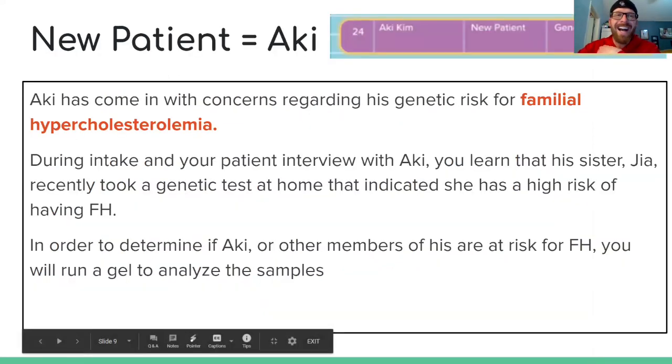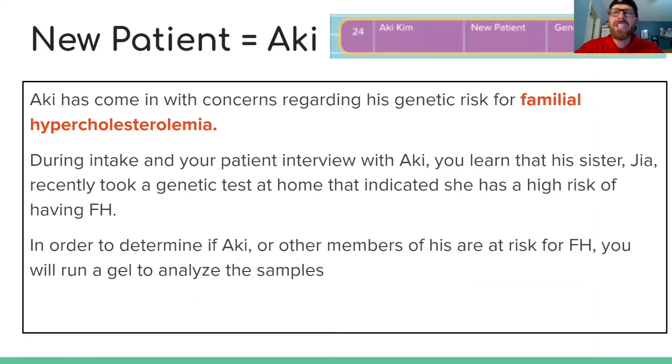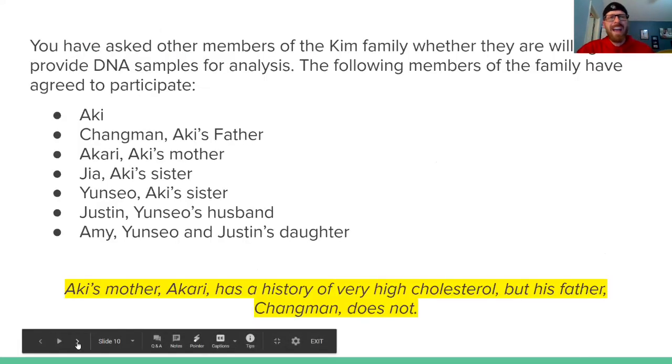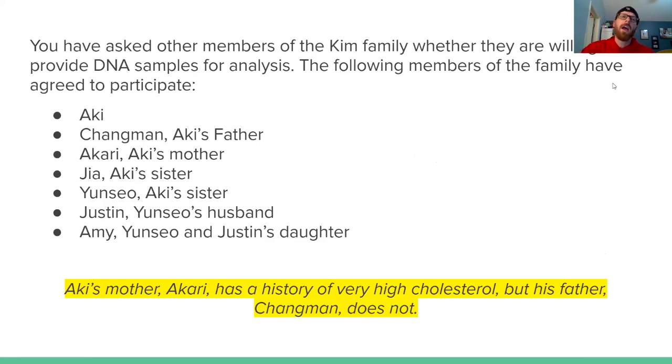So our new patient, Akai, has a high genetic risk for familial hypocholesterolemia. Basically, he's at risk for increased cholesterol due to a certain genetic disorder or a protein disorder in his genes, okay? So we're gonna look at his family and try to figure out where this gene came from, and does he have a possibility of passing it on to offspring and stuff like that, okay?